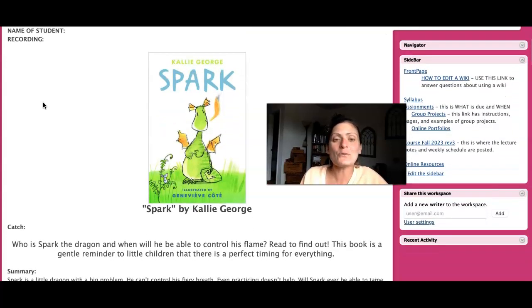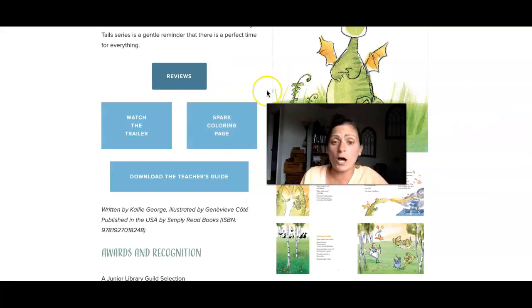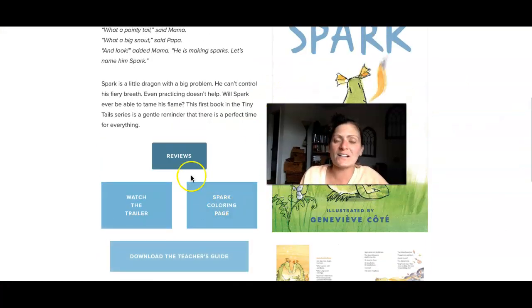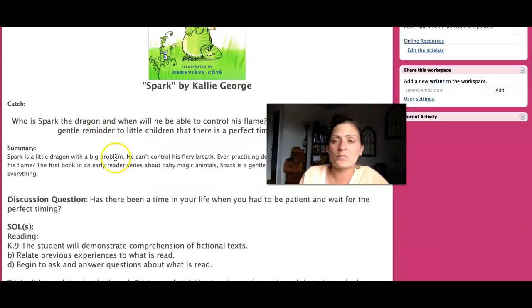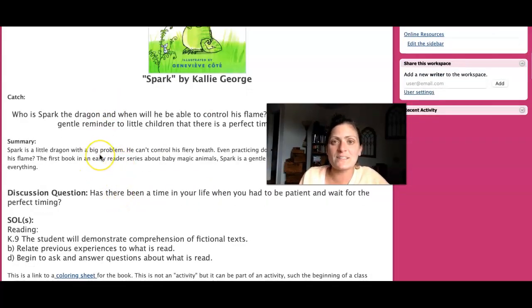So here we have the book Spark. Now Spark also has a wonderful author's page with teacher's guide and a coloring page and stuff. You can definitely utilize those resources, but those cannot be your answers for this. So if you utilize it, put in some of this material started with the teacher's guide to Spark and then is being enhanced here. So for example, after you give the catch and the summary, and yes, this summary was just copied from there because I'm the professor and I get to cheat on the assignment.